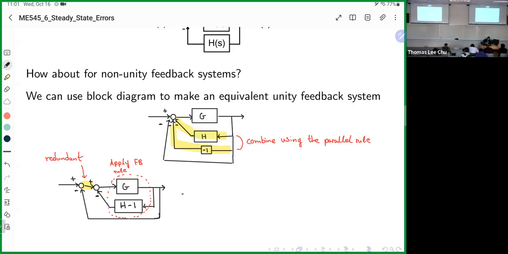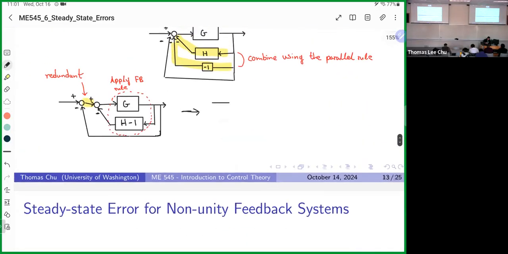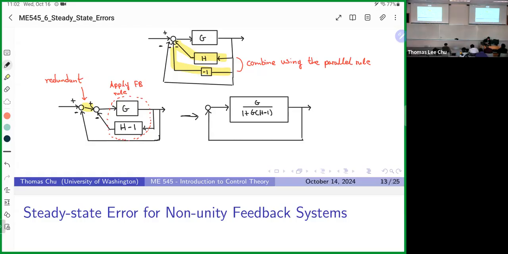So once we apply the feedback rule, we get this final form. Do I have the equation? Oh, I do have more space. All right, we get this final form. Maybe next time I'll just put it all on one page. We get G over 1 plus G times H minus 1, with a negative unity feedback.